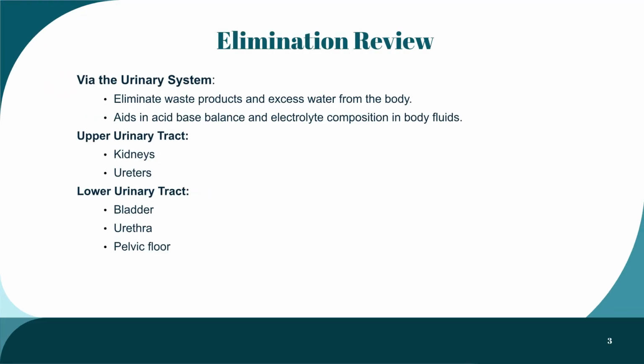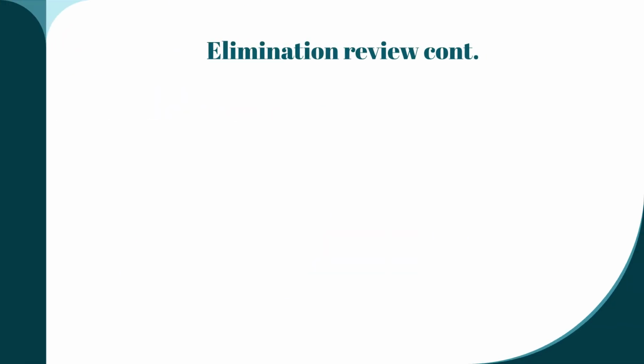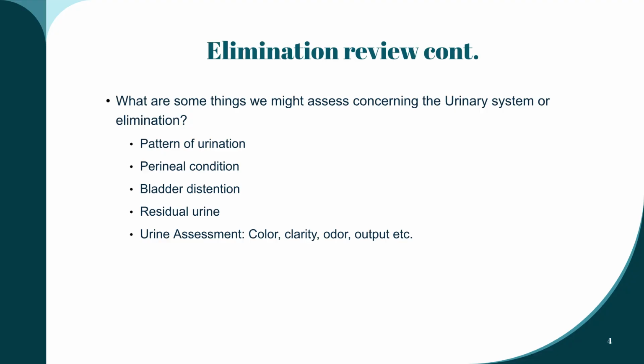As a quick review, the urinary system eliminates waste and excess water and aids in acid-base and electrolyte balance. The upper tract includes the kidneys and ureters, and the lower tract consists of the bladder, urethra, and pelvic floor. When assessing the urinary system or elimination, we look for things like the pattern of urination, perineal condition, bladder distension, and residual urine. We also assess the urine's characteristics, such as color, clarity, odor, and output.